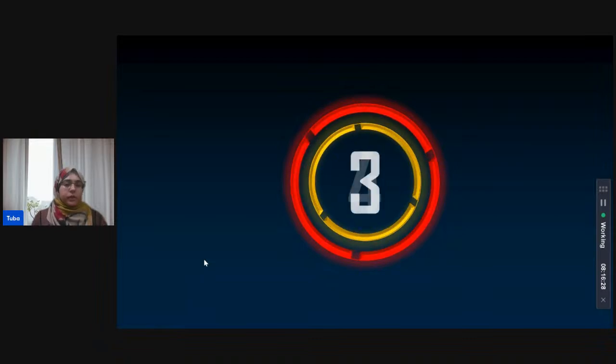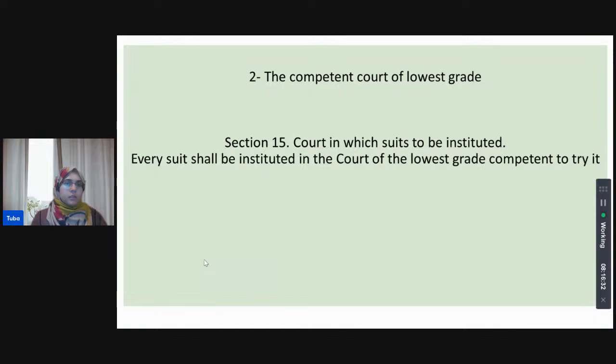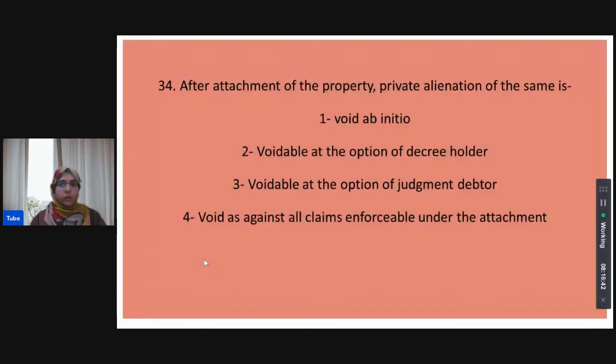Divya is answering option B. That is correct. Section 15 states that the suit should be instituted in the lowest grade court competent to try it. You should always try and aim to institute a suit in the lowest grade court competent to try such a suit.